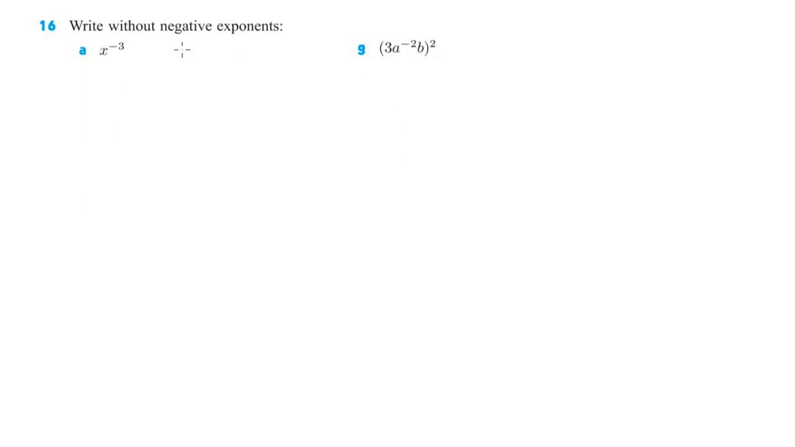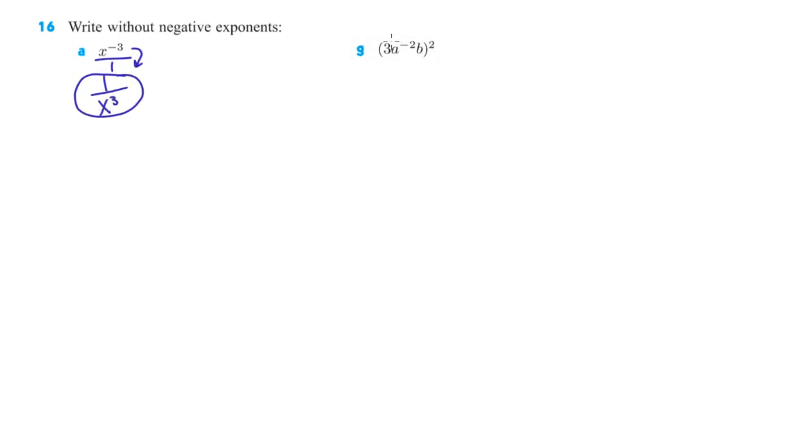Okay. 16, write without negative exponents. So if it's x to the 3rd on the top, if we put this really over 1 and move that down, that turns into x cubed on the bottom, and if there's nothing up on top, it's really just a 1, so we get 1 over x cubed would be this one.